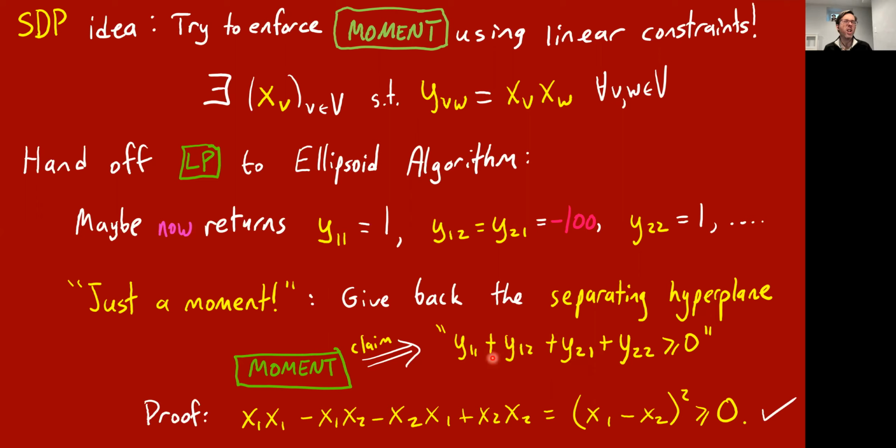But then we're going to say, oh, I forgot to tell you, ellipsoid algorithm, here's another constraint that the y's are supposed to satisfy. And notice this new solution doesn't satisfy this new constraint. And it's a valid constraint again, in the sense that any y's satisfying the moment constraint satisfy this inequality, because, well, you can change these minuses to pluses.